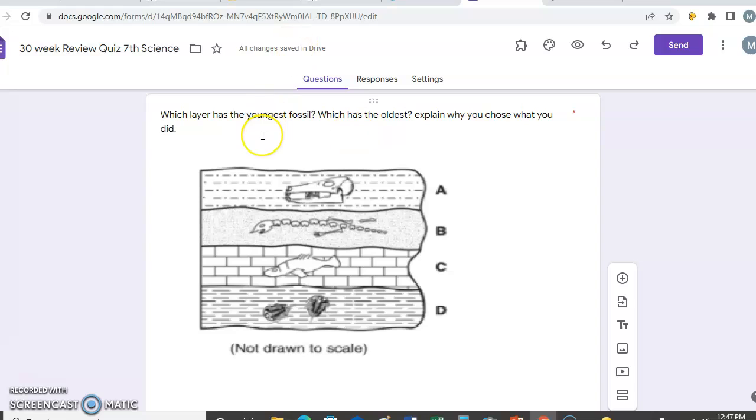Which layer has the youngest fossils? Which has the oldest? Explain why you chose what you did. So at the top, we have a fossil, right? A fossil is any part of an animal that has their remains, basically. So we see there's a fossil in layer A. So the fossil in layer A is the youngest. It's the youngest because it's on top, right?